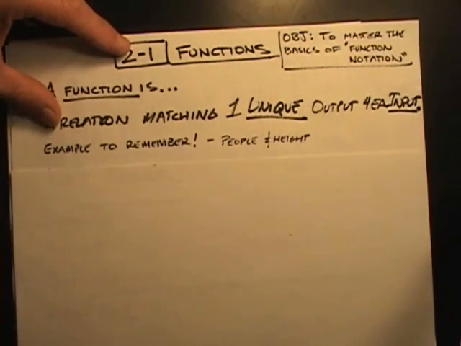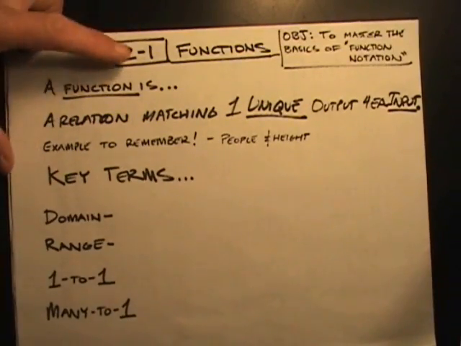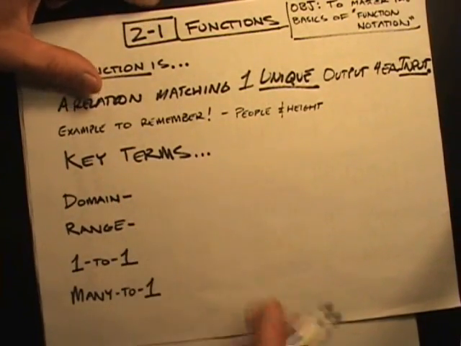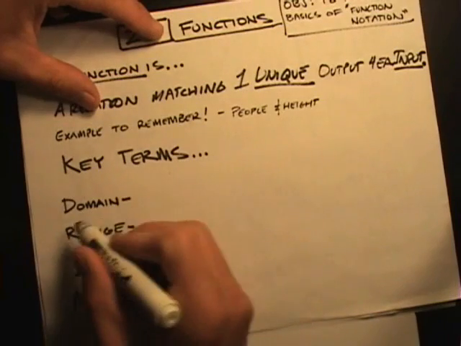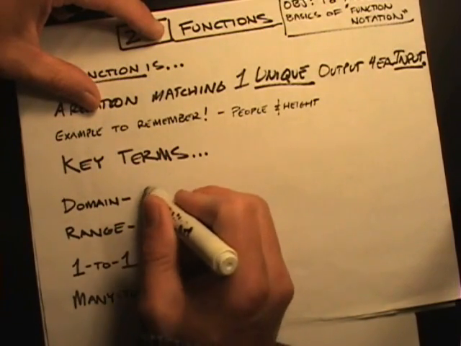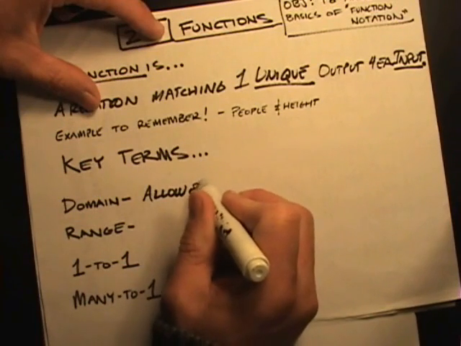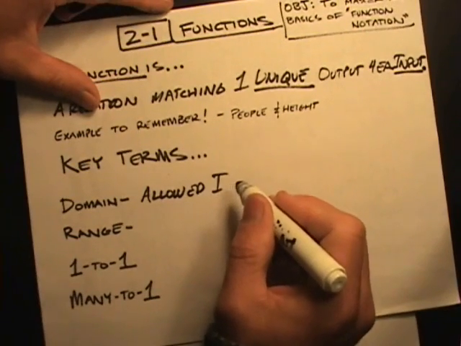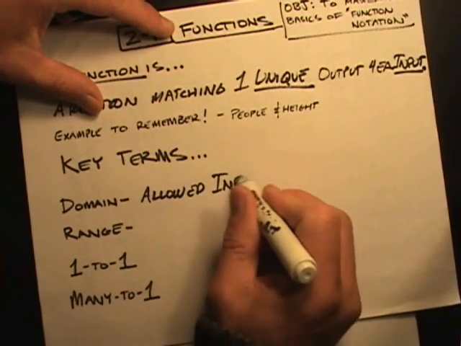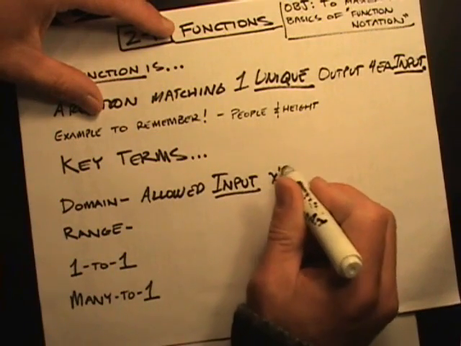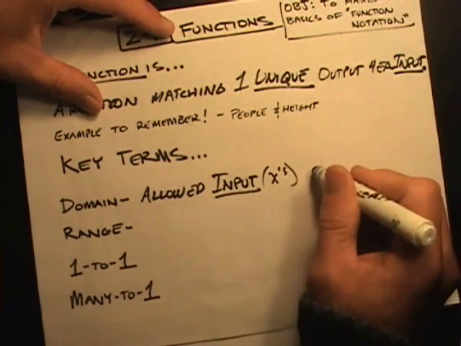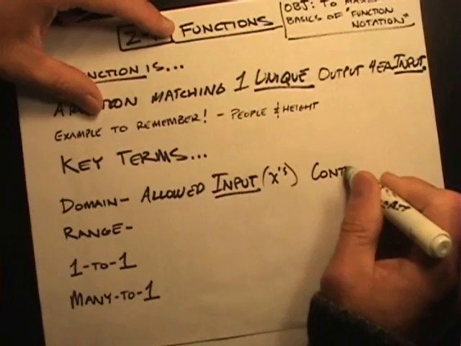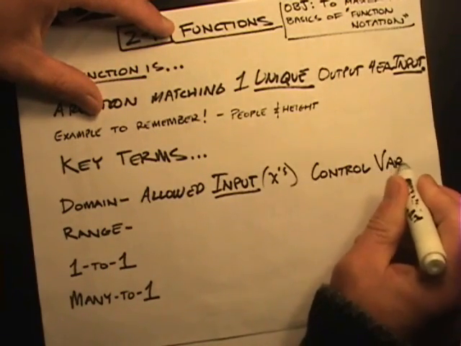Okay, so now we've got some key terms from this chapter, and two to start with are domain and range. Again, you should have done these before, but to review, the domain is your allowed inputs, the control variable for which you have defined parameters. So allowed inputs, that's usually your x's. That's what you're plugging in. These are called your control variables because you have control over them. You're choosing what variables you're plugging in.